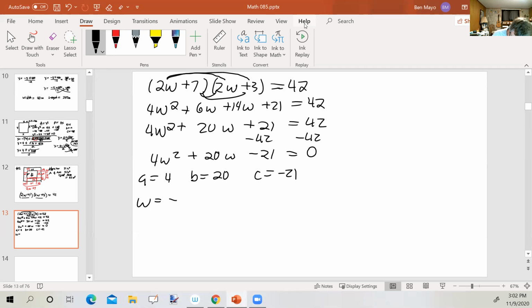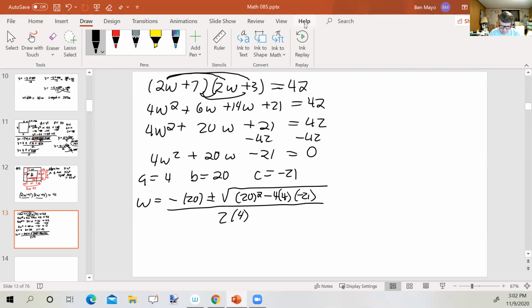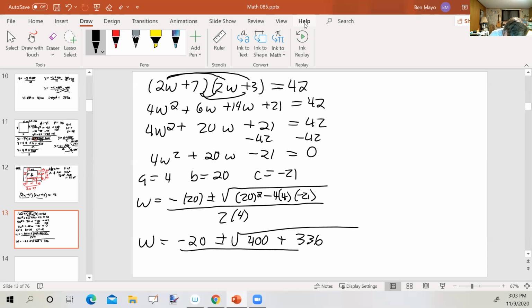So W equals negative B plus or minus the square root of B squared minus 4AC, all over 2A. W equals negative 20 plus or minus the square root of 400 plus, let's see, we've got 4 times 4 times 21, which is 336, all over 8. And again, I'm taking a negative times a positive times a negative, so that gives me a positive. W equals negative 20 plus or minus the square root of 736 over 8.